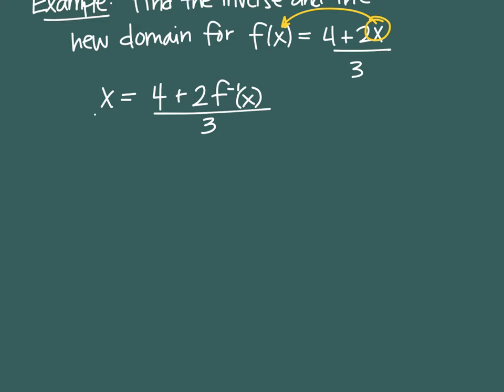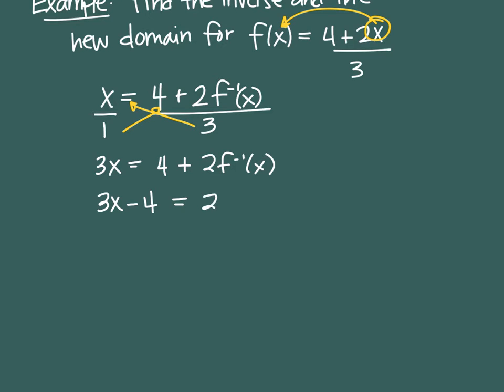So the fastest way is to drop a 1 under the x, because when you drop a 1, what can you do to both sides? You can cross multiply. So 3 cross multiplies to x, and 1 cross multiplies to the 4 plus 2f inverse. And then what do I do to both sides? Pretty easy? Maybe not? I'm trying to get f inverse by itself. Subtract 4. Okay, so then you'll have 2 with just the f inverse. And then the last thing to have that inverse by itself.